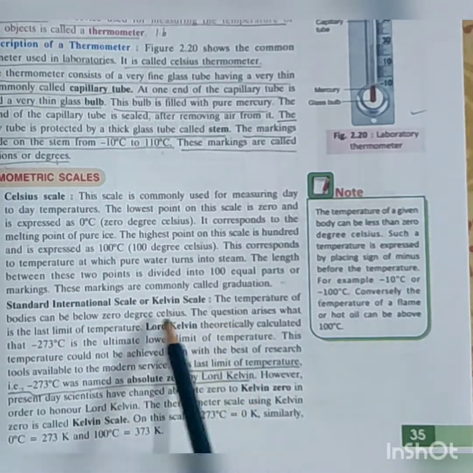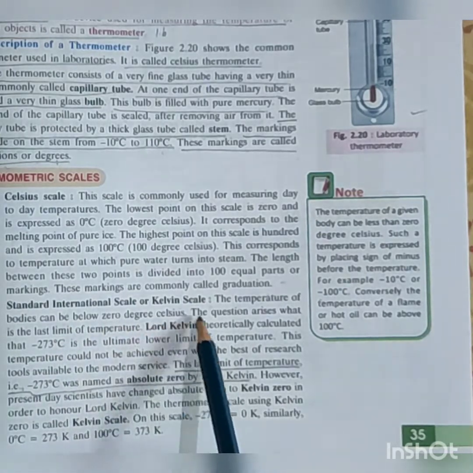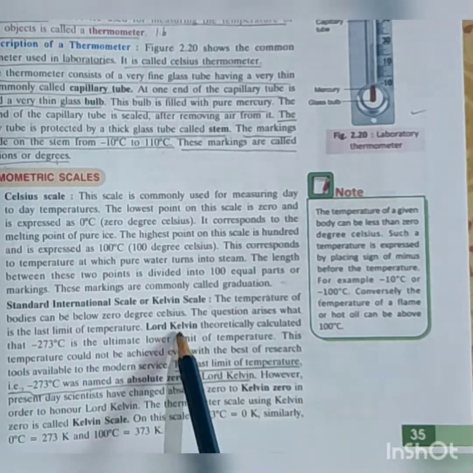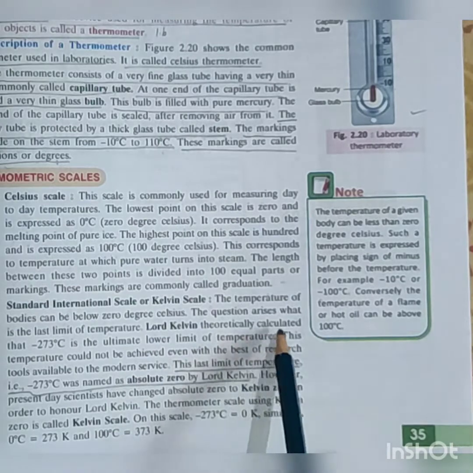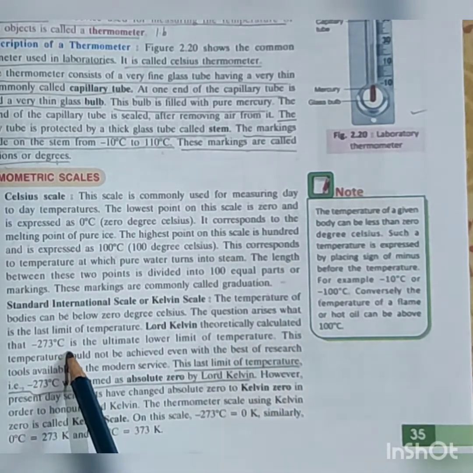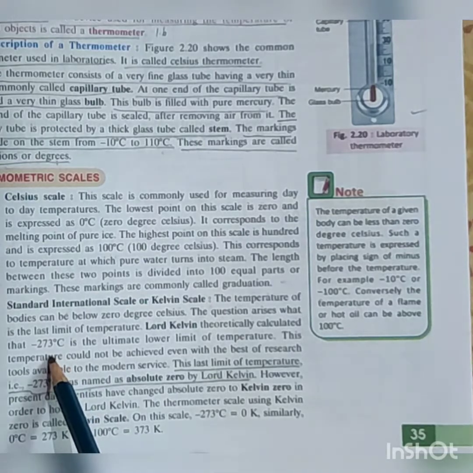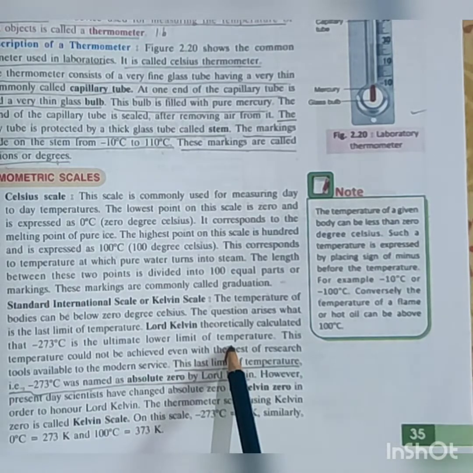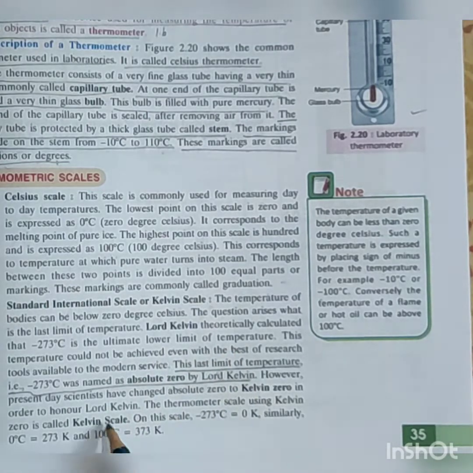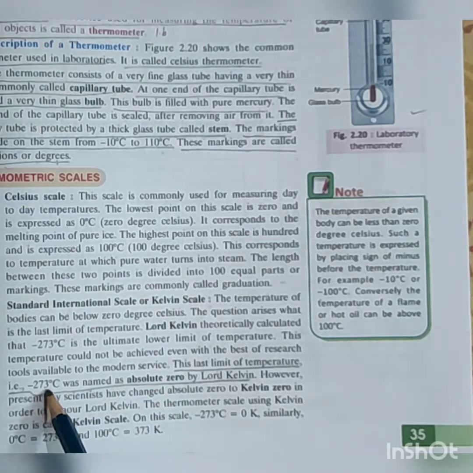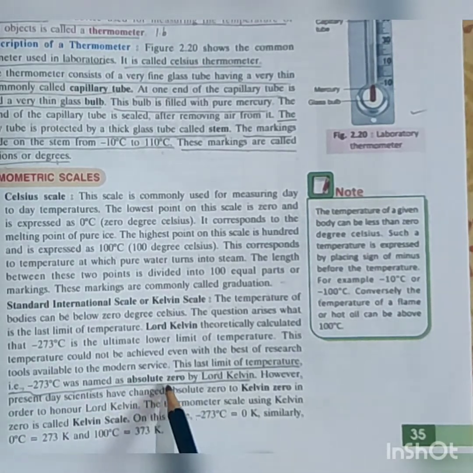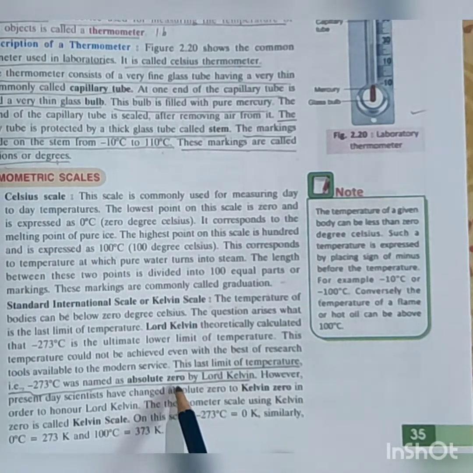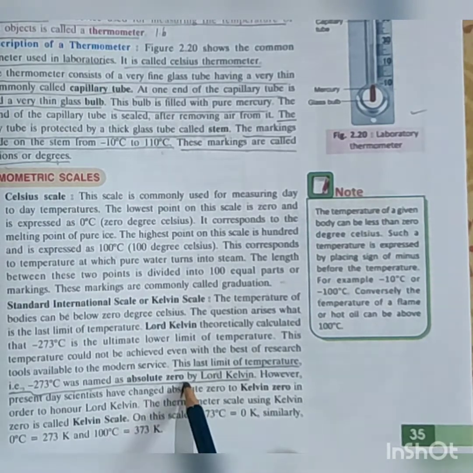The temperature of a body can be below 0 degrees Celsius. The question arises: is there a last limit of temperature? Lord Kelvin theoretically calculated that -273 degrees Celsius or centigrade is the ultimate lower limit of temperature. So in the Kelvin scale, -273 degrees Celsius is named absolute zero. In higher classes you will get detailed information about that. This is called Kelvin zero, or absolute zero in the Kelvin scale.